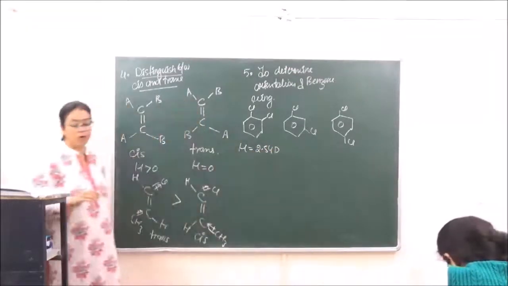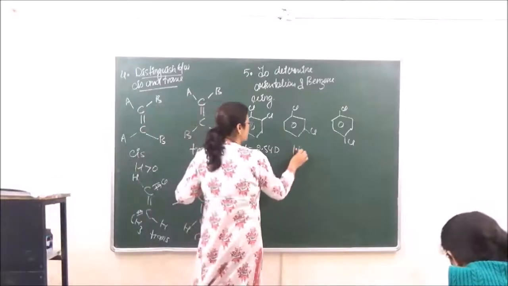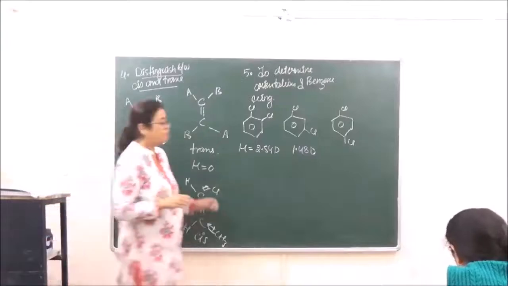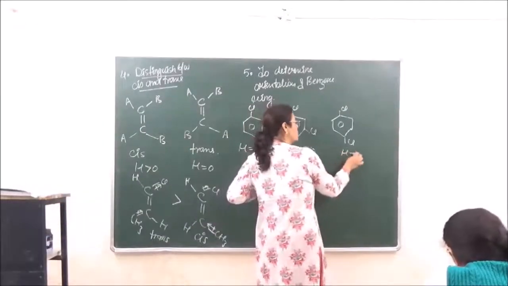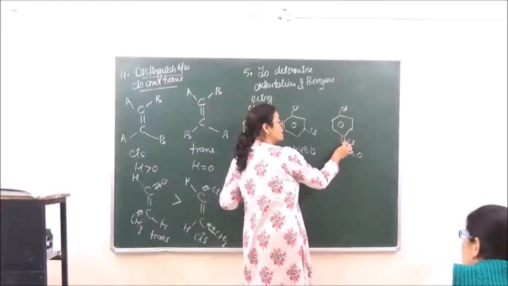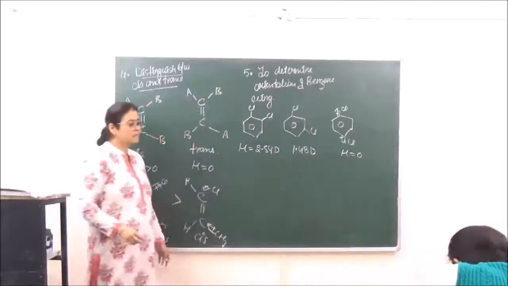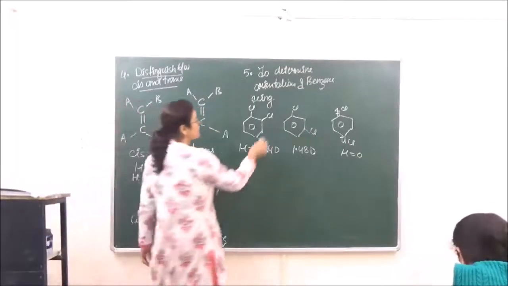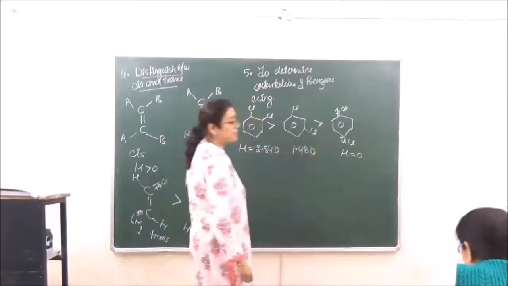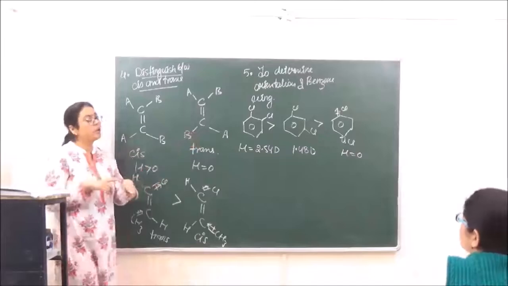It is 2.54 D. Okay? For meta, it is 1.48 D, and for para, mu is going to be equal to 0. Okay? Why is this happening? Because chlorine is more electronegative, so the dipoles are directed towards opposite sides. Okay? So you need to remember that the dipole of ortho is going to be maximum, then para, and then meta. We will come back to these two points when we do organic chemistry.